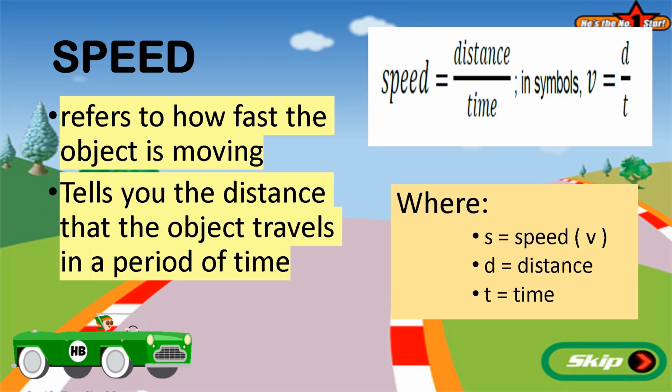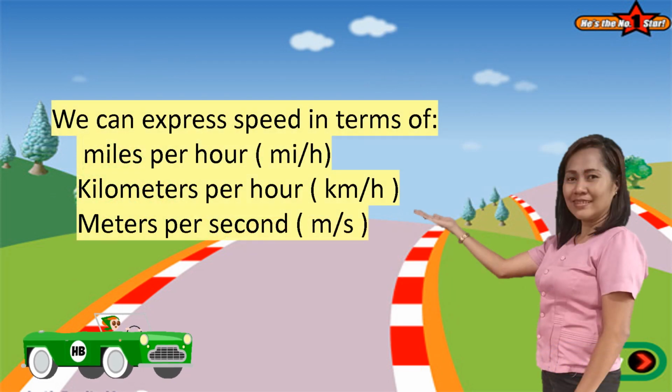Speed refers to how fast the object is moving. It will tell you the distance that the object travels in a period of time. To solve for the speed, it has a corresponding formula of v is equal to d divided by t, where v is for speed, d is for distance, and t is for time. Speed can also be expressed in terms of miles per hour, kilometers per hour, or meters per second.